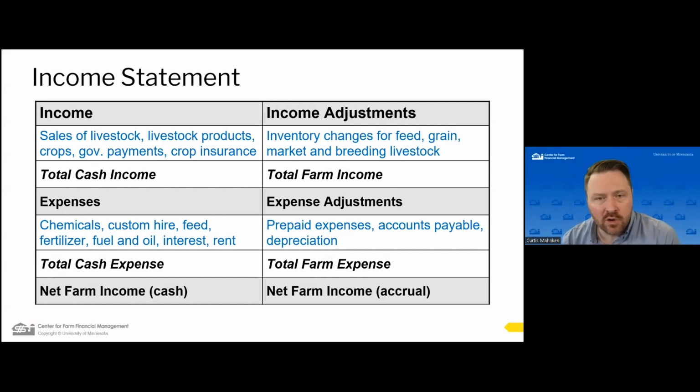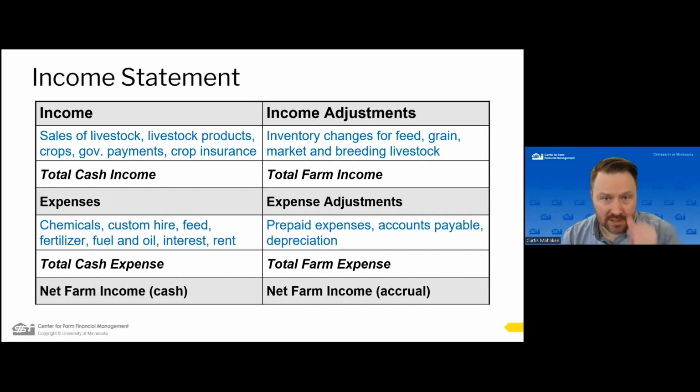All right, so just really briefly looking at the structure of the income statement, I want you to ignore the right-hand side of this for right now and just look at the left. This is what we call the cash side, and that's the easiest thing to work through. On the income side, you're looking at how much livestock are you selling, maybe livestock products, cheese, milk, those types of things, any government payments or crop insurance. That's your cash income side. If we move down that list, then we have the expenses. Again, these are going to be things that you likely have a pretty good idea on all of these things as it is.